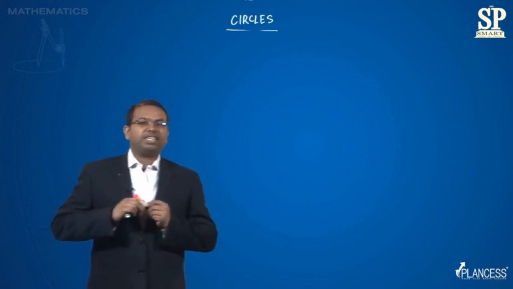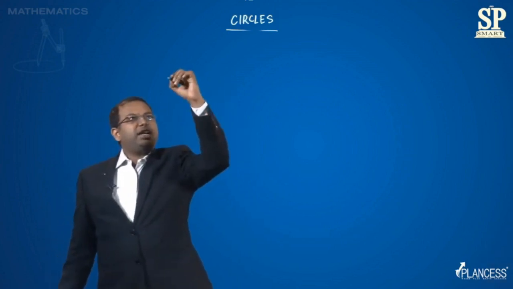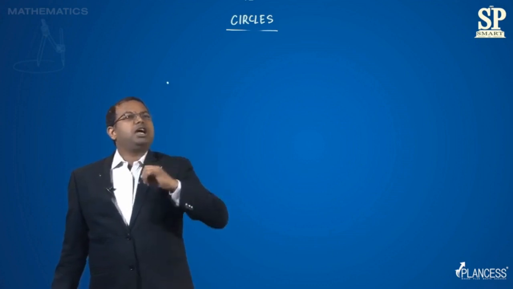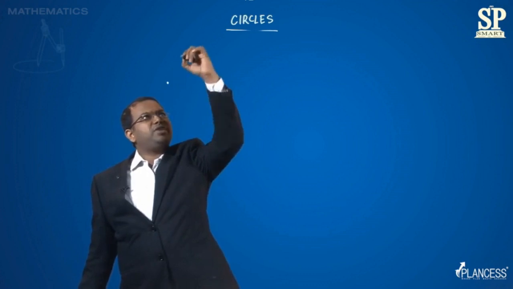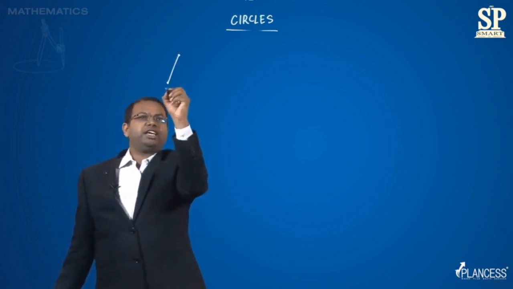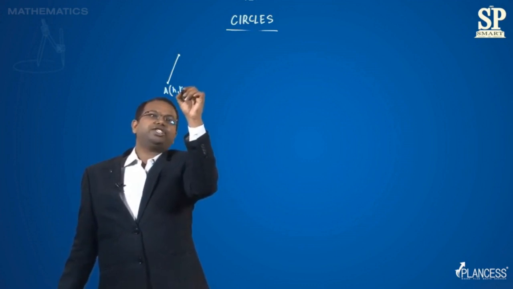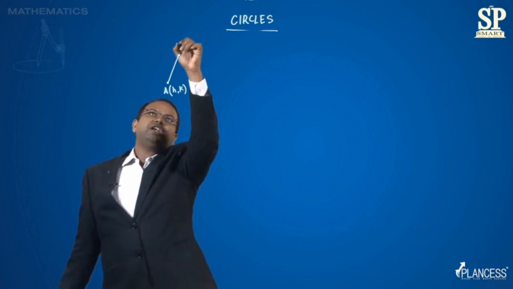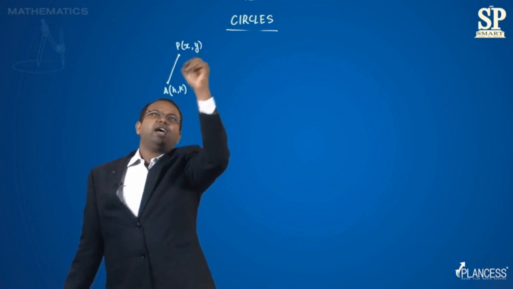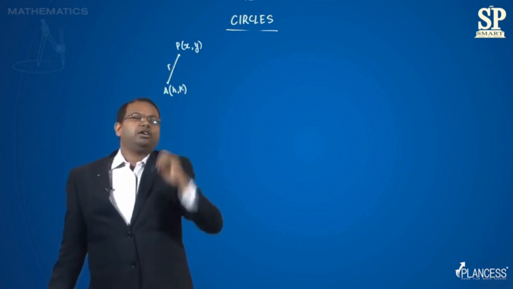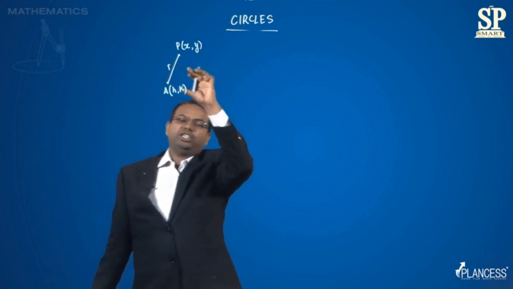So what is basically a circle? Let us say we fix a point. We take another point which is at a fixed distance from this fixed point. Let us say here A is our fixed point which has coordinates h, k, and this other point, let's say P, has coordinates x, y, and it is at a distance of r. Now this r is constant, this is fixed.